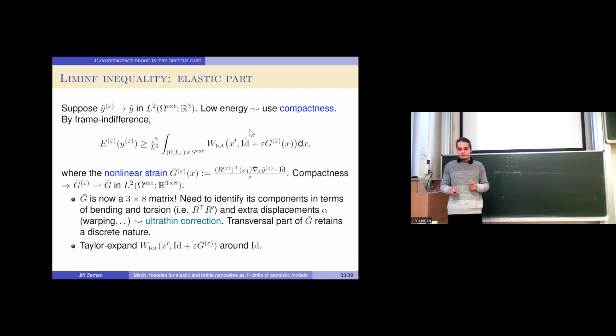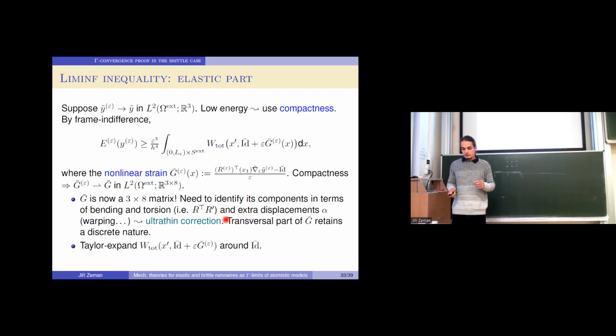The difficulty now lies in the fact that these are 3×8 matrices. So they have an affine component as in the Mora-Müller paper, but also many more degrees of freedom coming from the displacements of corners of the lattice cube. And we need to identify those. In the elastic part of the proof, this is the most difficult point. But it gives you extra information. So it gives these extra displacements alpha that remain discrete in the ultra-thin scaling, and also it gives the ultra-thin correction, which you saw on the slide with the expression for the relaxed quadratic form.